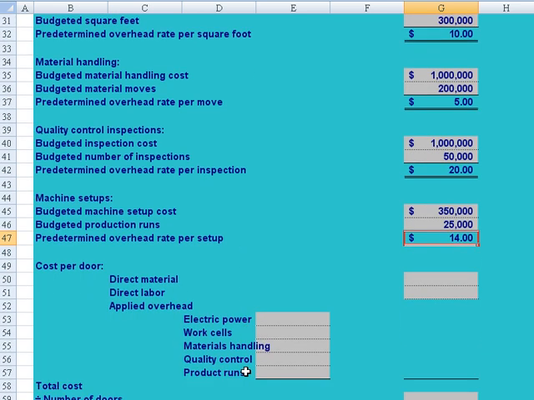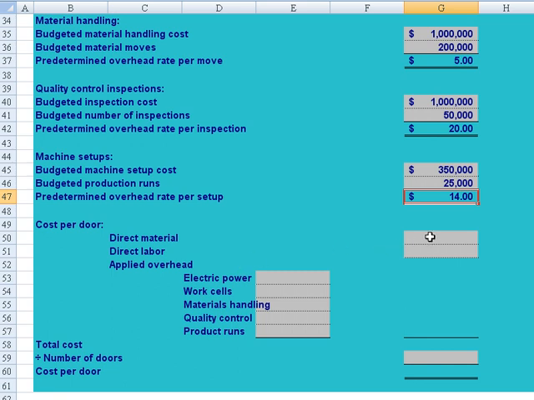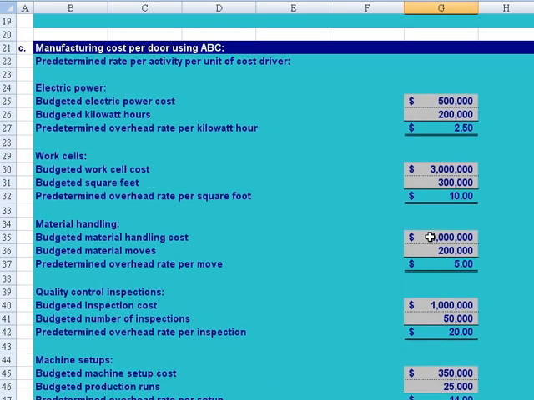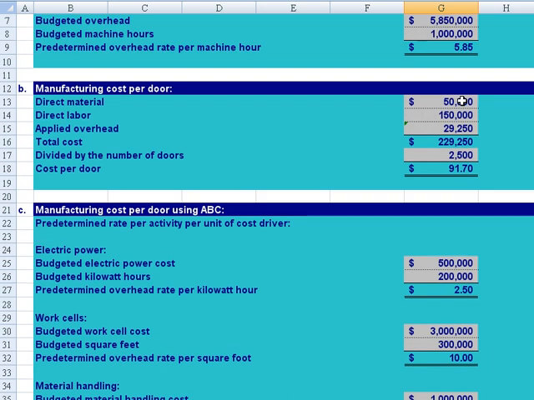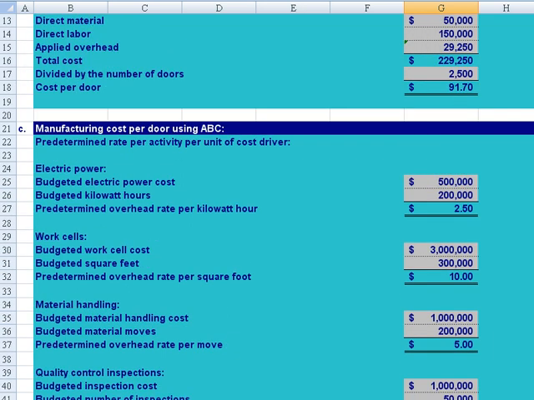Okay, so then if we were to determine the cost per door, we know that the direct material from before was equal to, I'll just slide up and pull it from the traditional way, right? Oh, actually I can't because we did it in a little bit different way. Let me hit escape here. We'll go get that information.